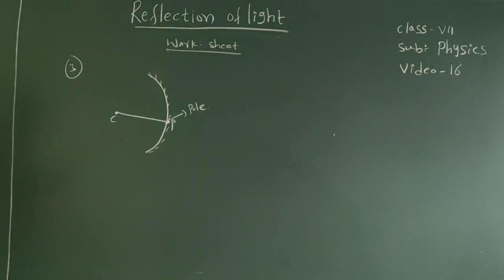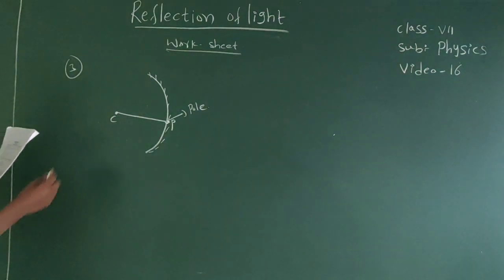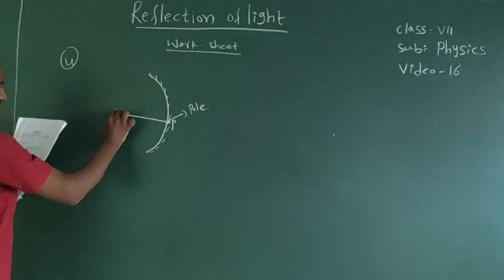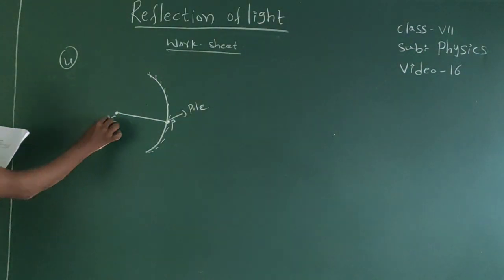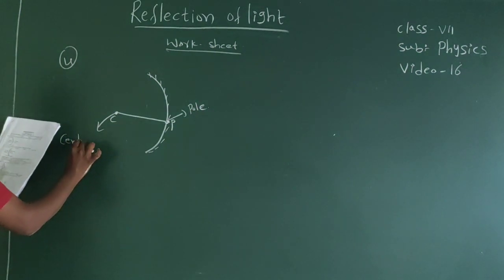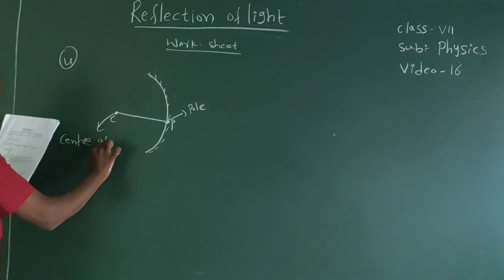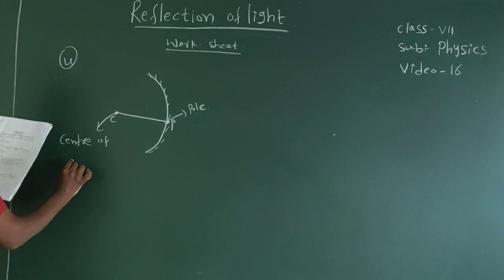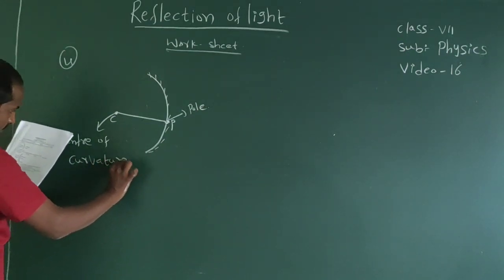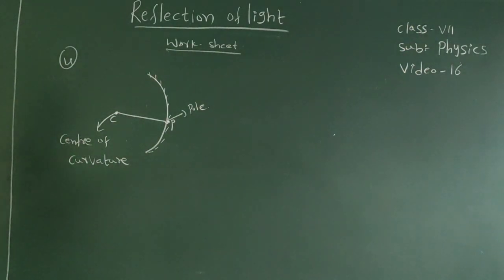The center of the sphere of which the spherical mirror is a part is called the center of curvature. Question number 4. So it is called the center of curvature.